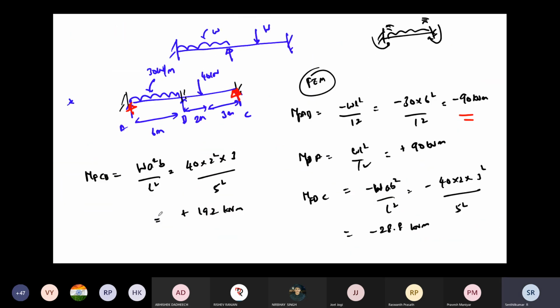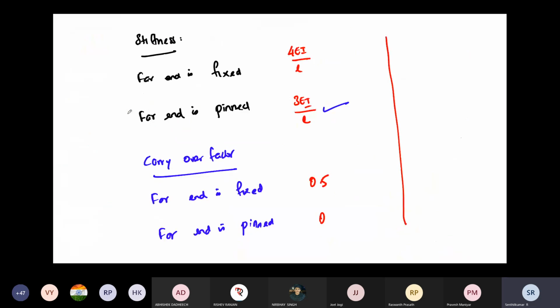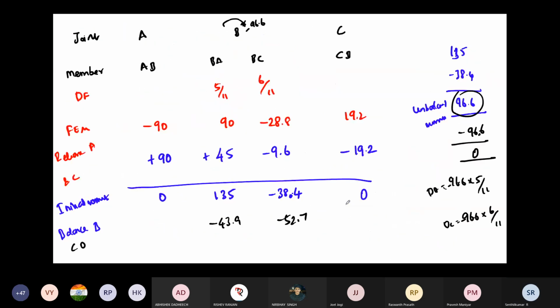So 0. At BA you are applying moment, but this is a pin support, so you won't have any carryover, as we have discussed earlier. Far end is pinned, carryover is 0. So 0, and here also pinned and 0. So how many iterations are we going? That will be better to get the proper solution.